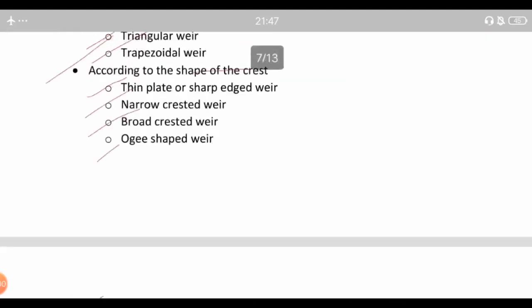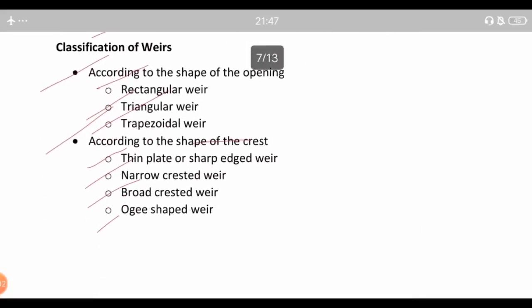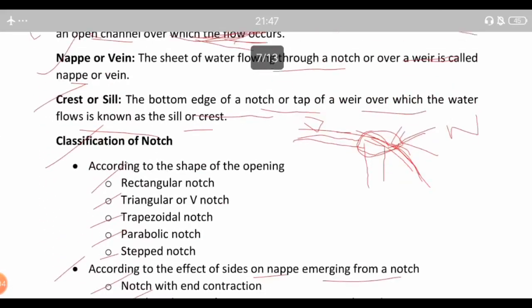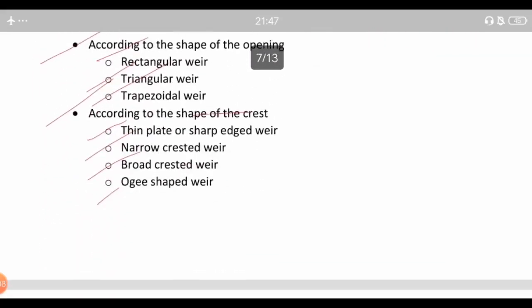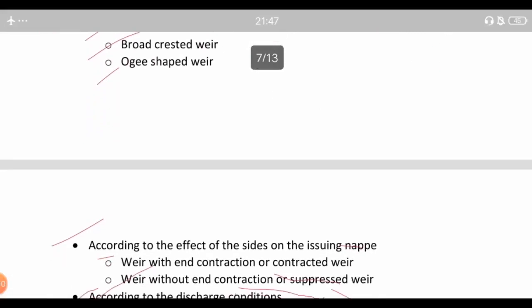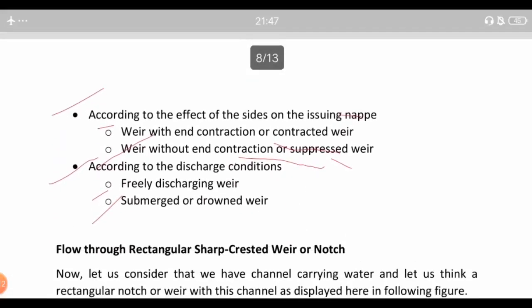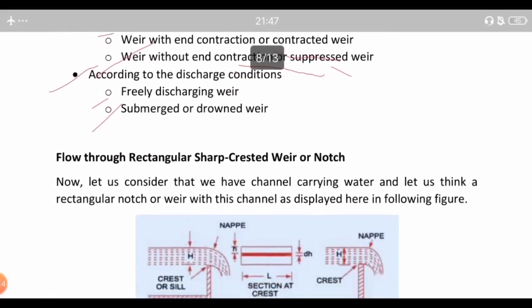So what you can do is just note the different types of weirs and notches, and over the internet you can go through the pictures or diagrams related to different weirs or notches, and then you will get a good idea about it.